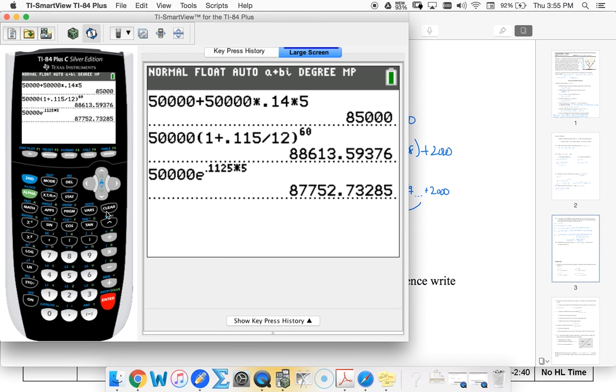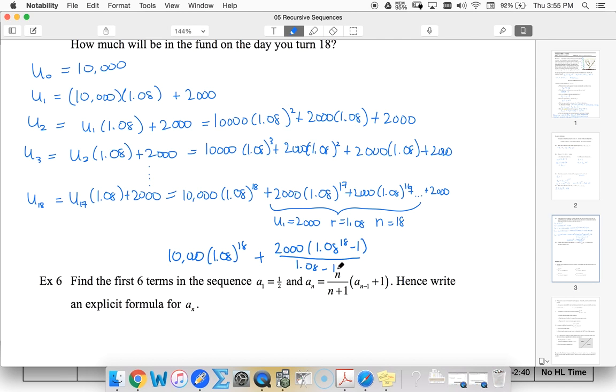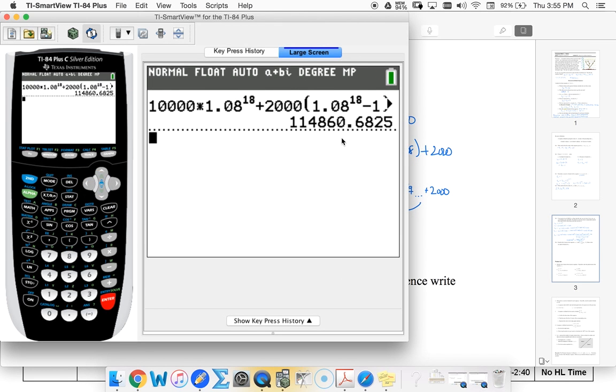All right, let's see how much money your parents will have saved. We've got 10,000 times 1.08 raised to the 18th power plus 2,000 times 1.08 raised to the 18th minus 1, divide by 0.08. So I just did the subtraction, the 1.08 minus 1, work that out, and you've got a fair amount of money for college. Hopefully it's enough.